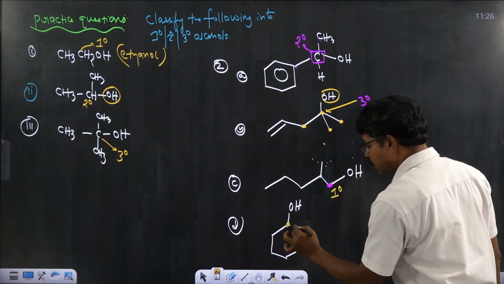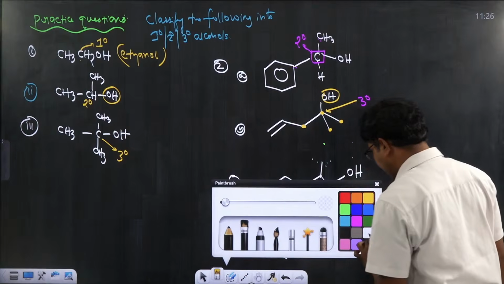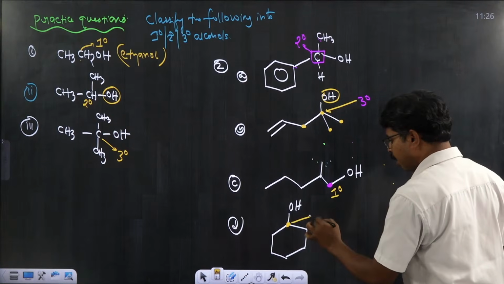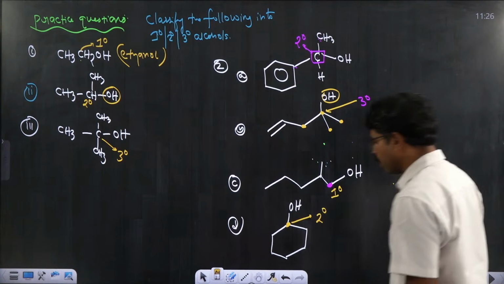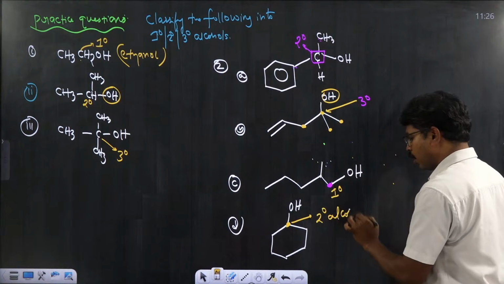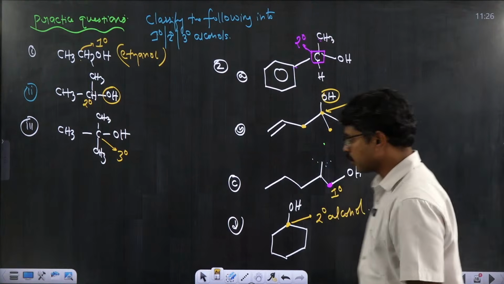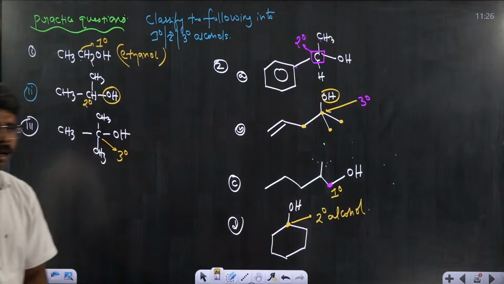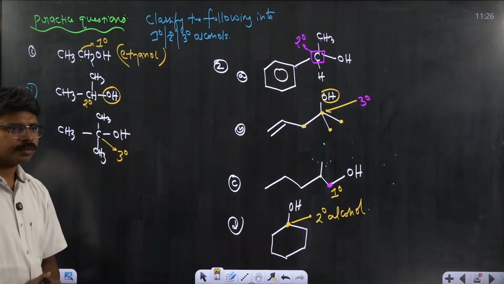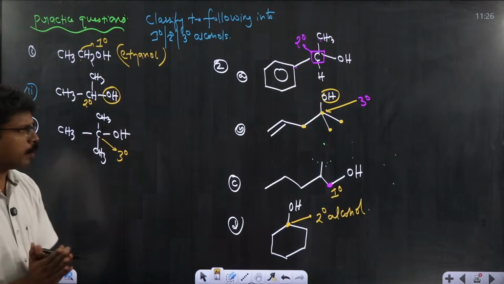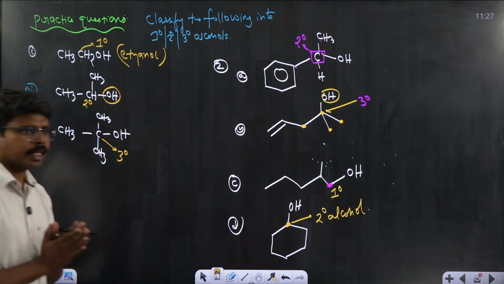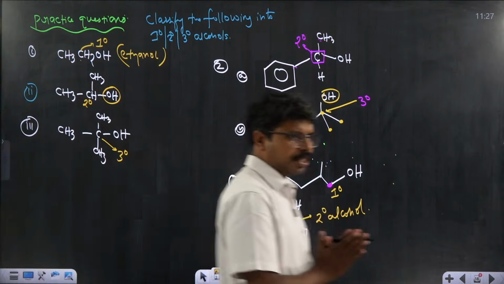Now the carbon which is in direct contact with OH is a secondary carbon, hence the corresponding alcohol is a secondary alcohol. Right? Secondary alcohol. I hope you are able to classify the alcohols into primary, secondary and tertiary.